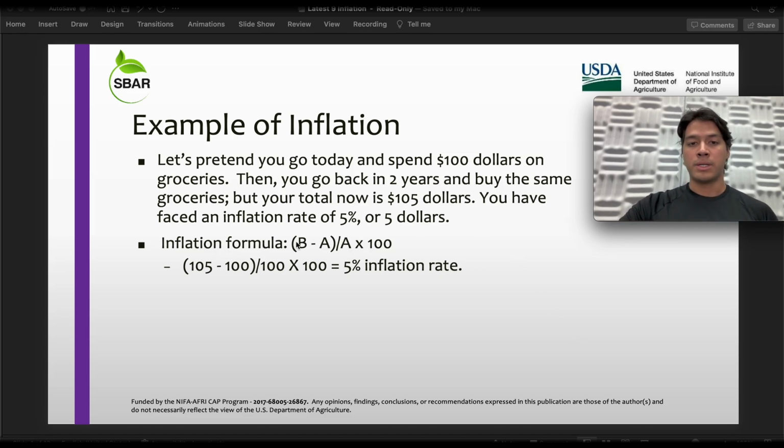So we have the inflation formula that I just explained. First, let's introduce the $105, the total amount that you spent. In this case, pretending that you go in the future, you're spending $105 minus what you used to spend in the past, which is $100. You divide this by $100 times 100 to convert it into a percentage, and here it is going to be 5% inflation rate. That's how you calculate inflation rates.